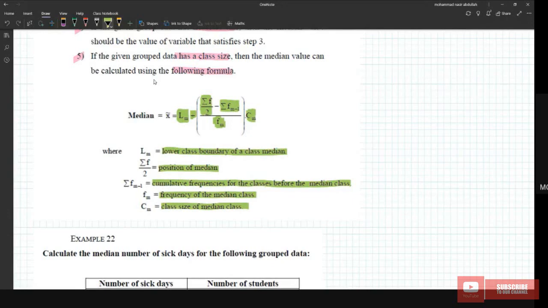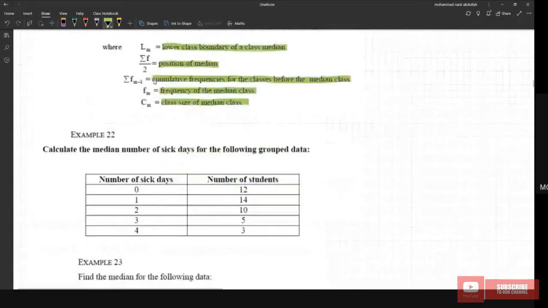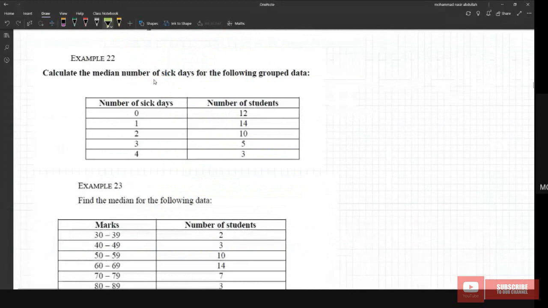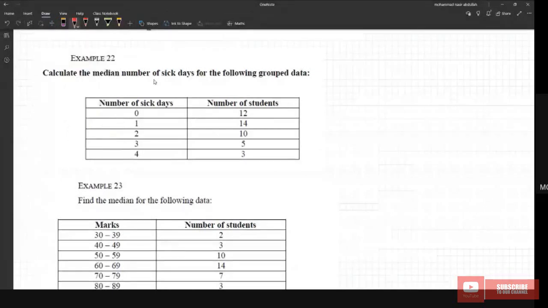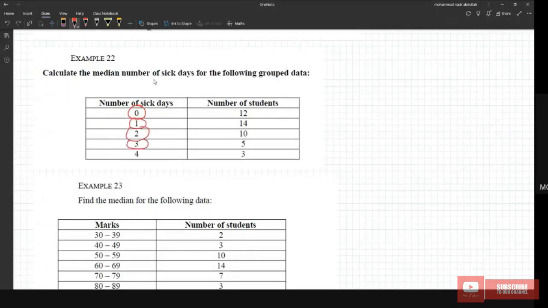Right. So now we move to example number 22. We want to know how to calculate median for group data. Look at this one. We have a frequency table. In this frequency table, we don't have a class size for each class. So we have unique values. This is your X value and this is your F value.